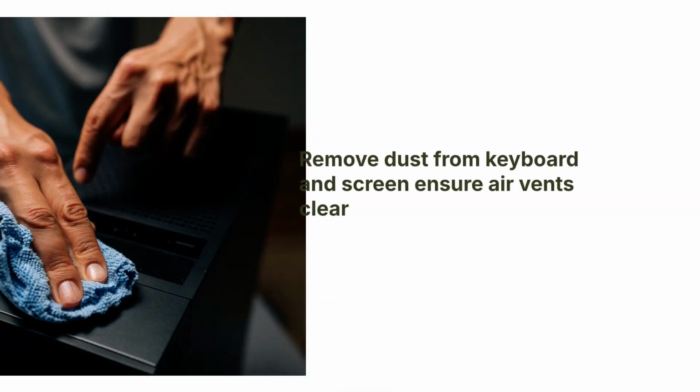Visual evidence strengthens the maintenance record. Remove dust from the keyboard and screen, ensuring air vents remain clear. Add photos in eAuditor if issues or damage are found. Write notes about any problems or actions taken. Collect the technician's signature to confirm maintenance completion.